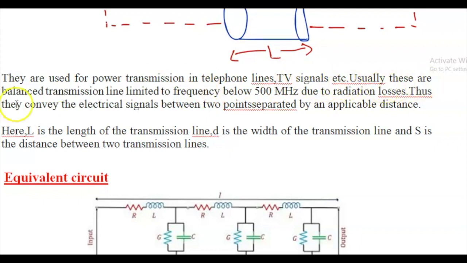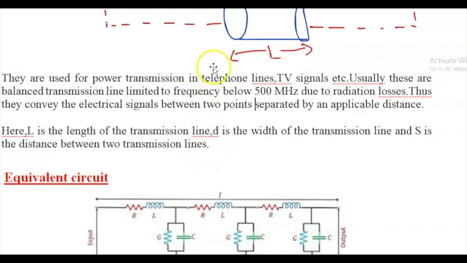Usually, this is a balanced transmission line which is limited to frequency below 500 MHz due to radiation losses. They convey the electrical signals between two points separated by an applicable distance. Here L is the total length of the transmission line, D is the width of the transmission line, and S is the distance between the two transmission lines.